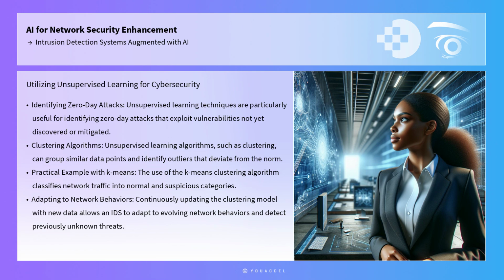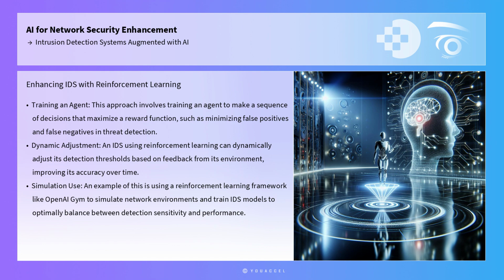By continuously updating the clustering model with new data, an IDS can adapt to evolving network behaviors and detect previously unknown threats. Reinforcement learning, another subset of AI, can also enhance IDS capabilities. This approach involves training an agent to make a sequence of decisions that maximize a reward function, such as minimizing false positives and false negatives in threat detection.